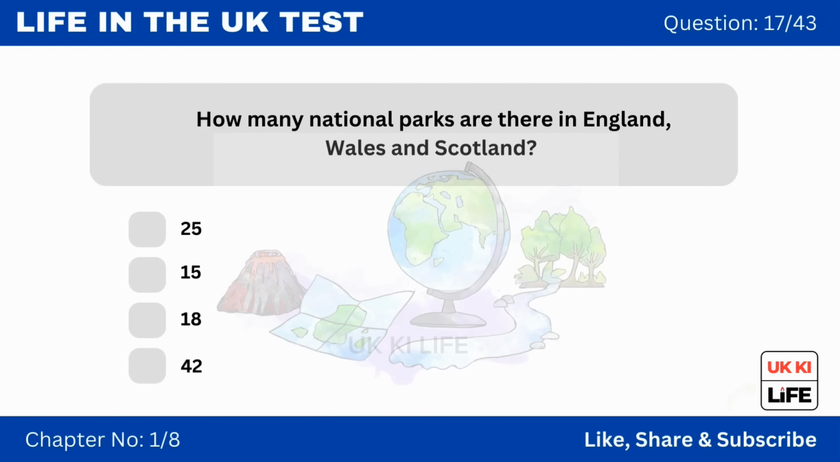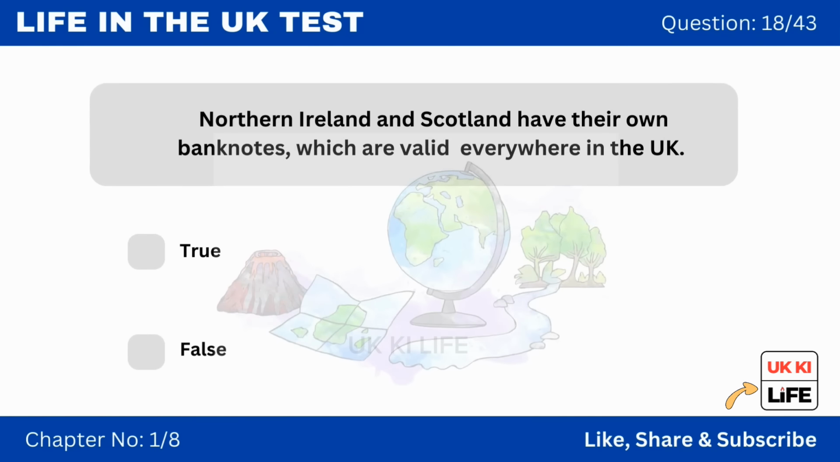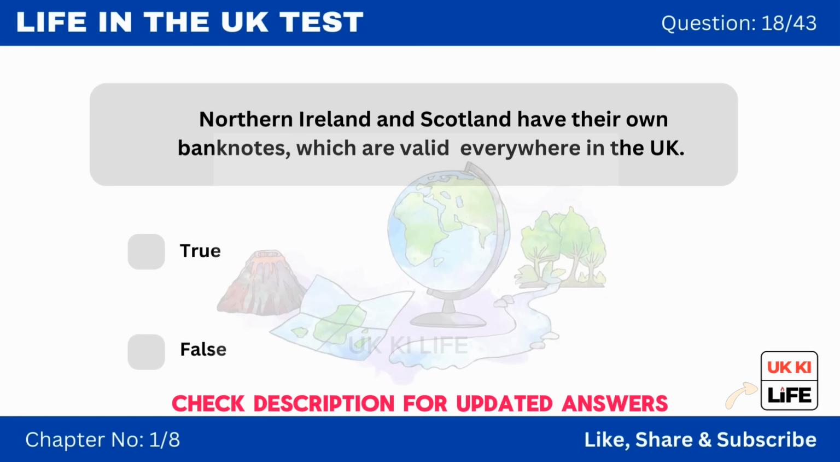The correct option is B. Explanation. There are 15 national parks in England, Wales and Scotland. Question 18. Northern Ireland and Scotland have their own banknotes, which are valid everywhere in the UK. True. False.